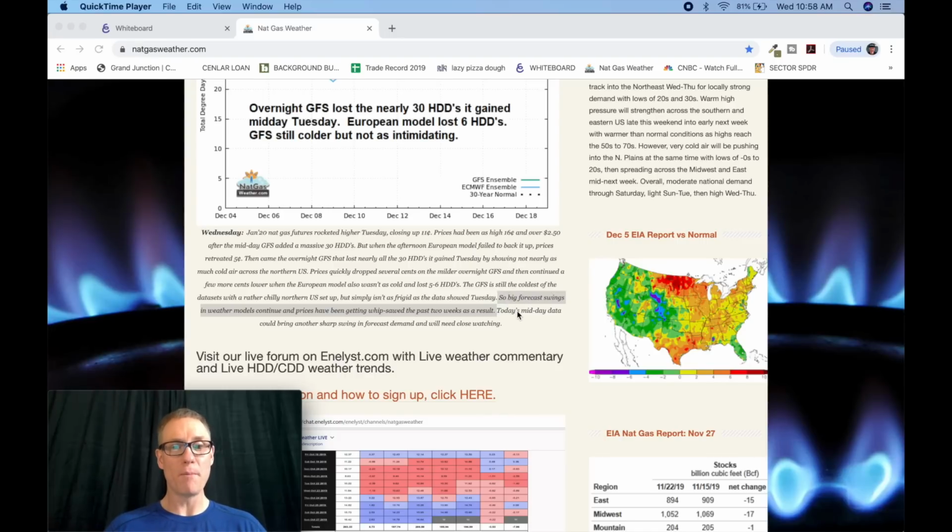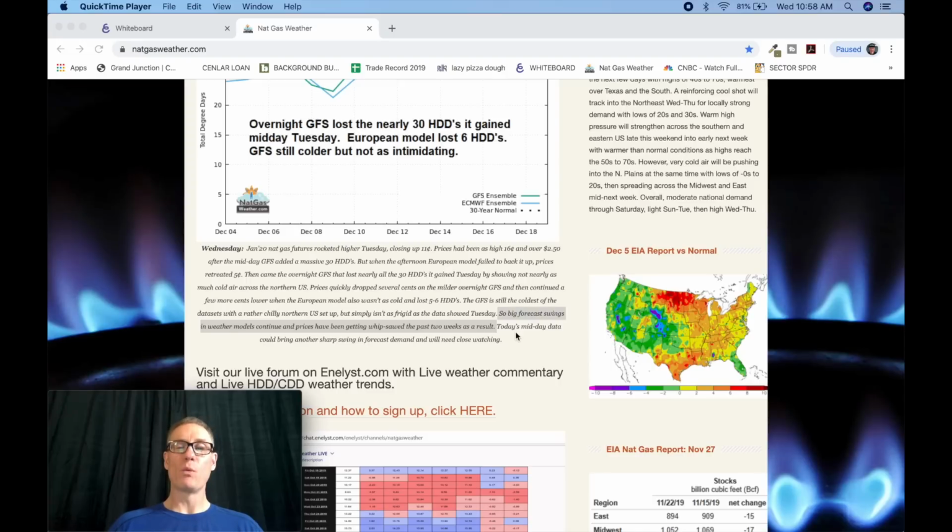It says, so big forecast swings in weather models continue and prices have been getting whipsawed the past 2 weeks as a result. So I think what we're getting is changes in the models. No one knows, is it cold, is it not? When they put out a forecast, you get a big pop, but then when reality comes in and maybe it's not as significant, you get the pullback. So it's all kind of dramatic and kind of wild how these models, including the European model, shift the focus and cause ups and downs in the market.